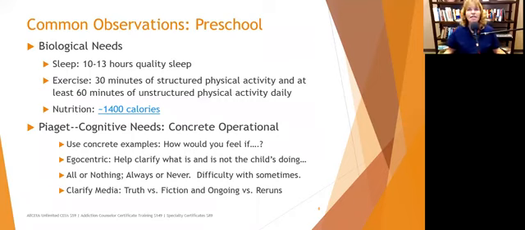Exercise: 30 minutes of structured physical activity and at least 60 minutes of unstructured physical activity each day. Well, that's kind of loosey-goosey on what you consider structured and unstructured. But we want the child up and moving about 90 minutes a day for preschoolers. And so this can be recess, this can be playing after school, this can be a variety of things. But it's ideal if you encourage the preschooler to not just sit in front of the Xbox.